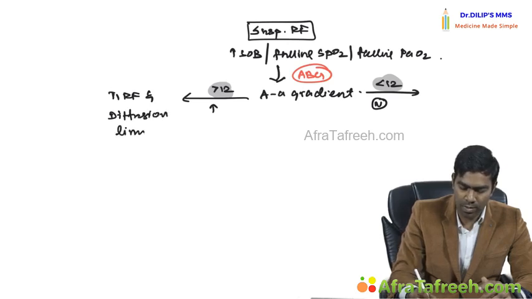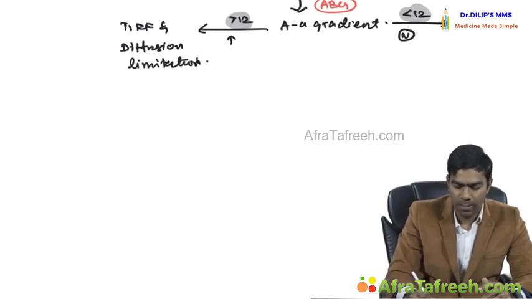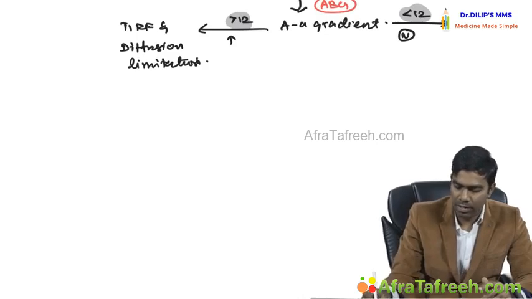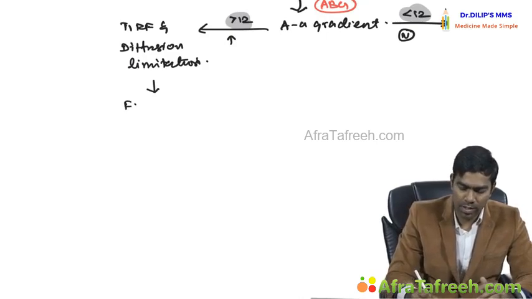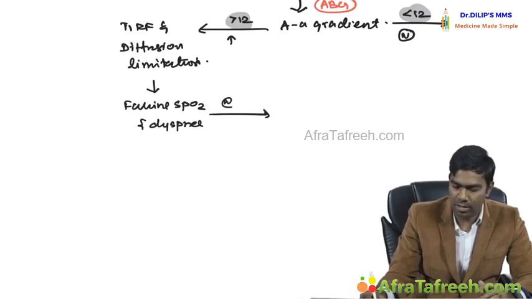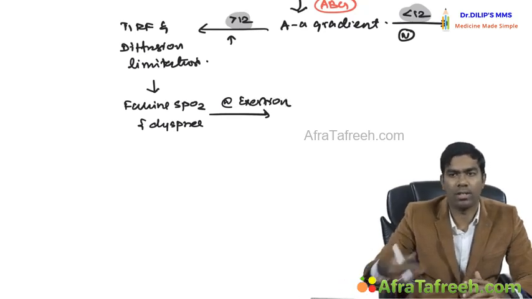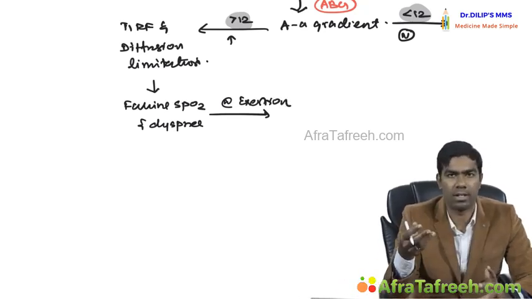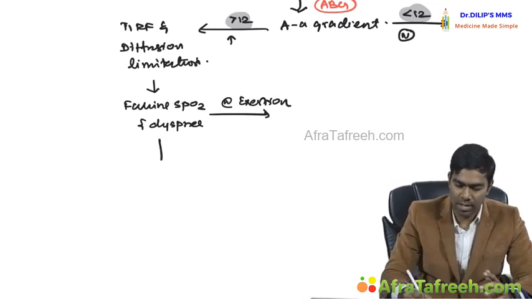Diffusion limitation alone. How to differentiate this? Ask when the patient is having dyspnea and falling saturation. So at what time? Falling saturation and dyspnea, which means it happens only at exertion or only at exercise, which means even by walking they get a falling saturation and they get dyspnea, or it happens at rest itself. That's what I'm going to ask.